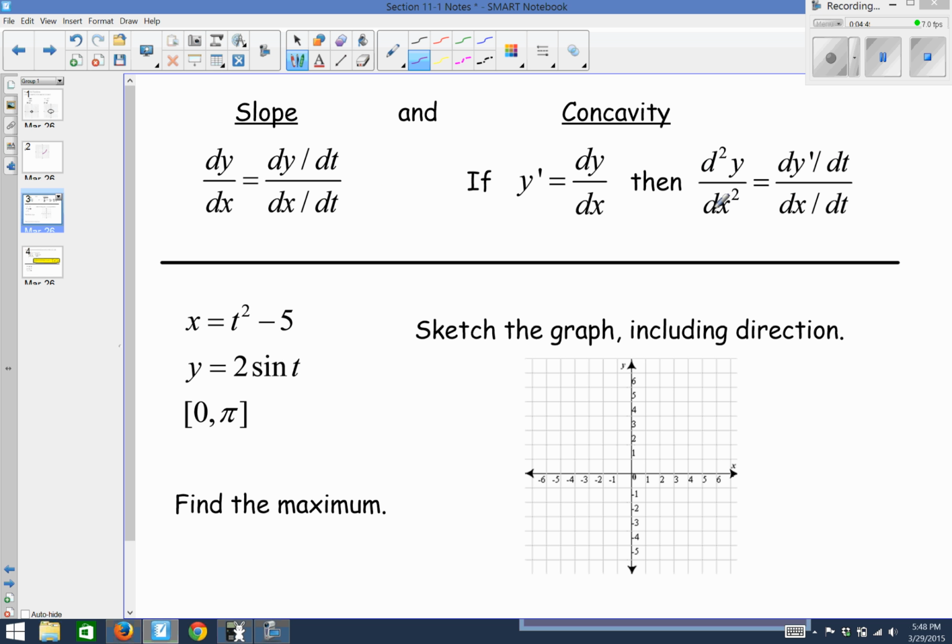Second derivatives for parametrics are done a little bit differently, in that we would take our dy dx and find its derivative with respect to t, and then divide that by dx dt again. And that's just to get my dt's to cancel and get my dx squared on the bottom. Next video, we'll go through an example of that.